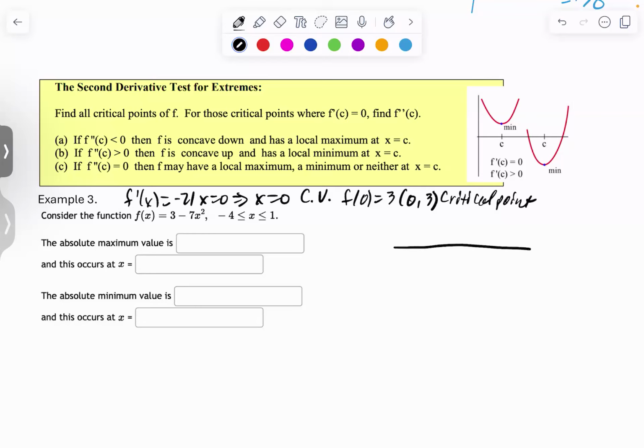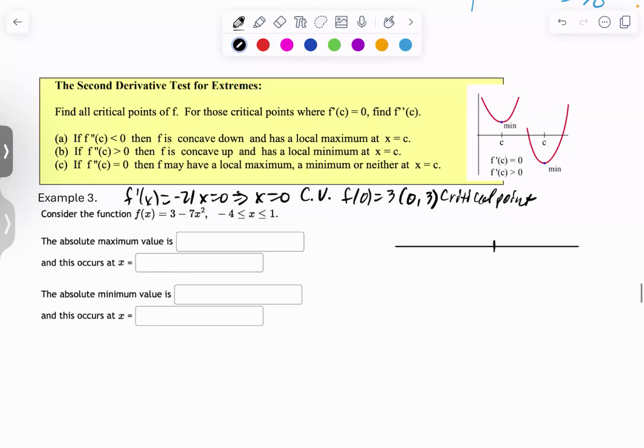So let's do this. We'll use the old rule, and we'll go here at 0, like I did before. I'm going to pick something before 0 and plug that into my derivative function. So f prime at negative 1 is negative 21 times negative 1, which is positive. And when x equals positive 1, f prime of 1 equals negative 21 times 1, which is negative 21. We're going from a positive slope to a negative slope, and that means we have a local maximum.